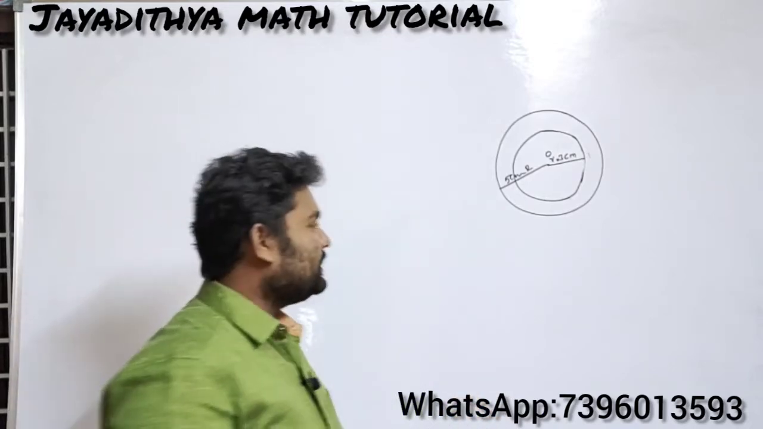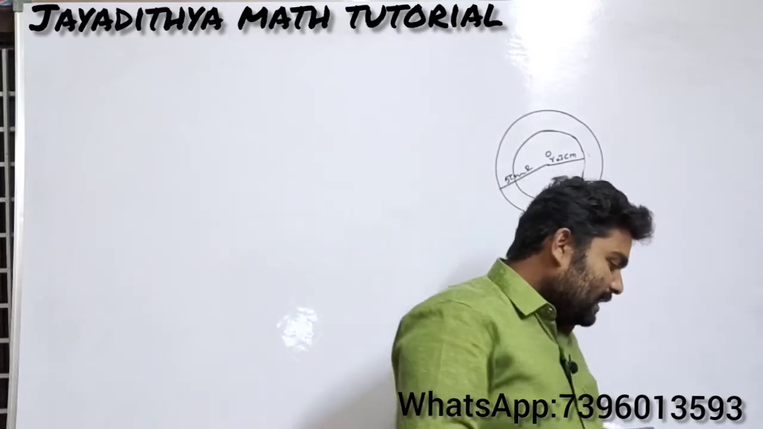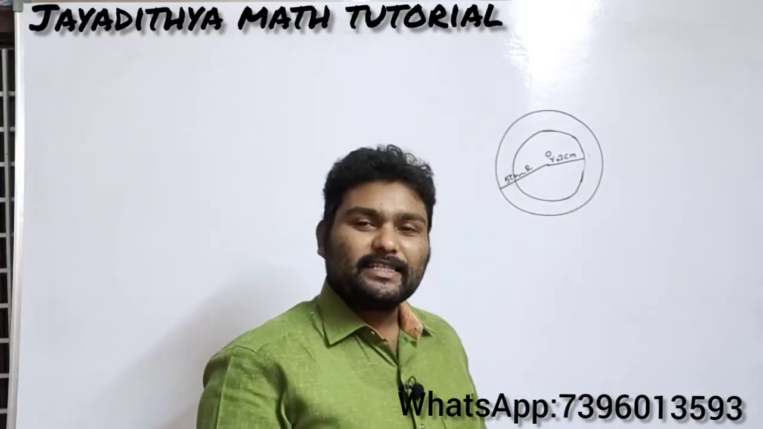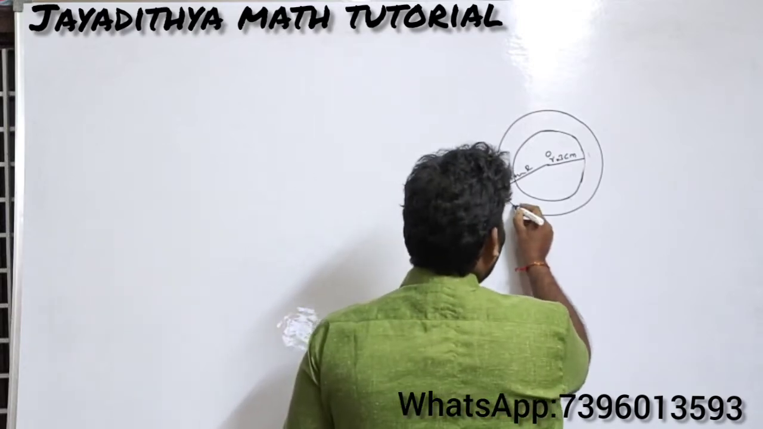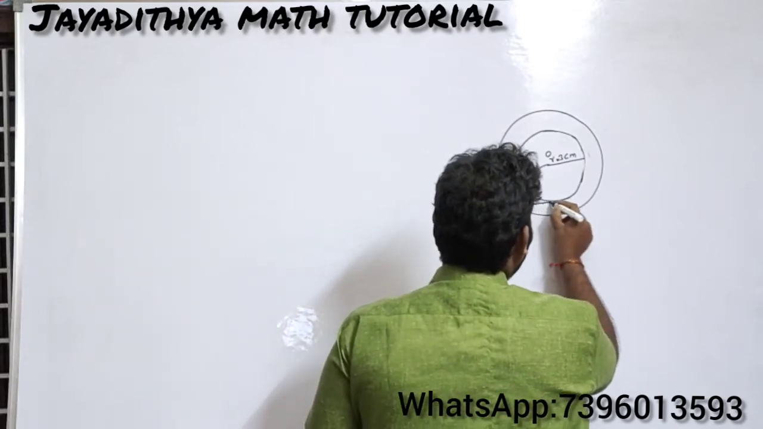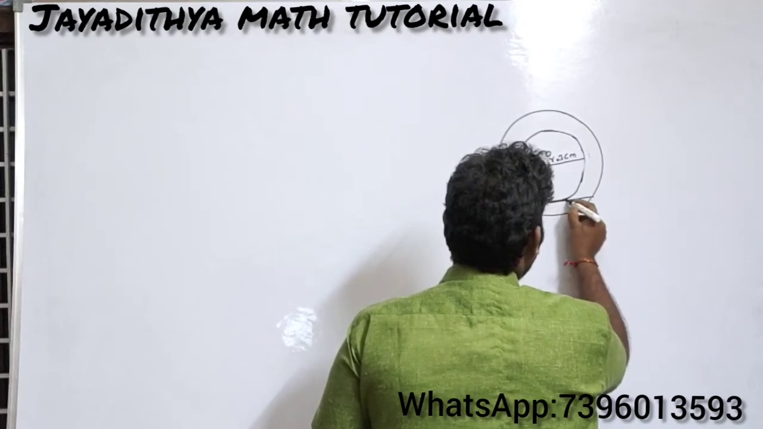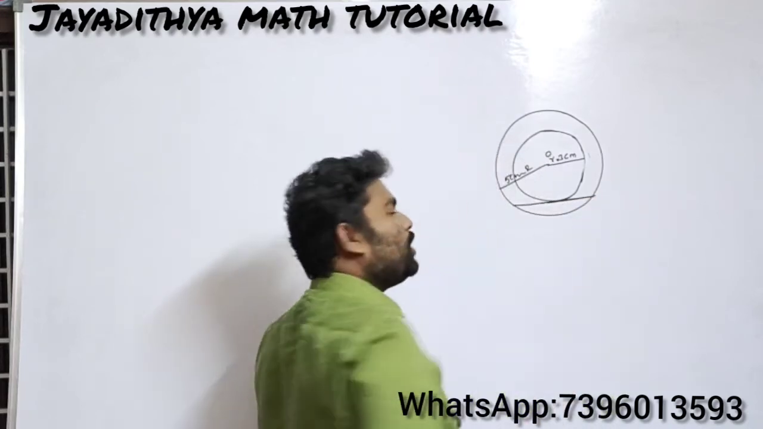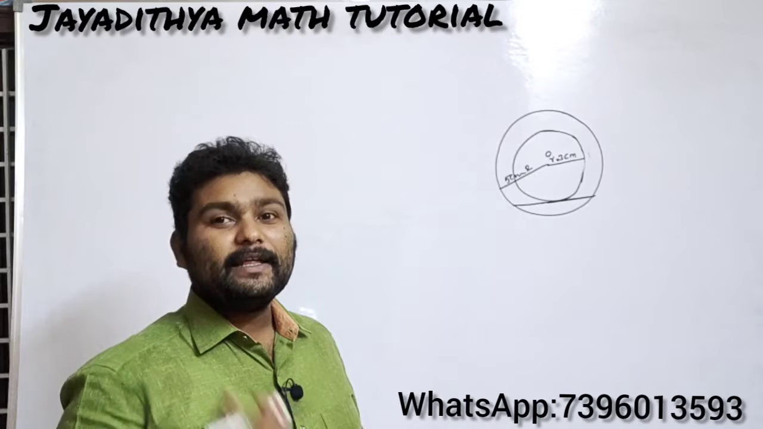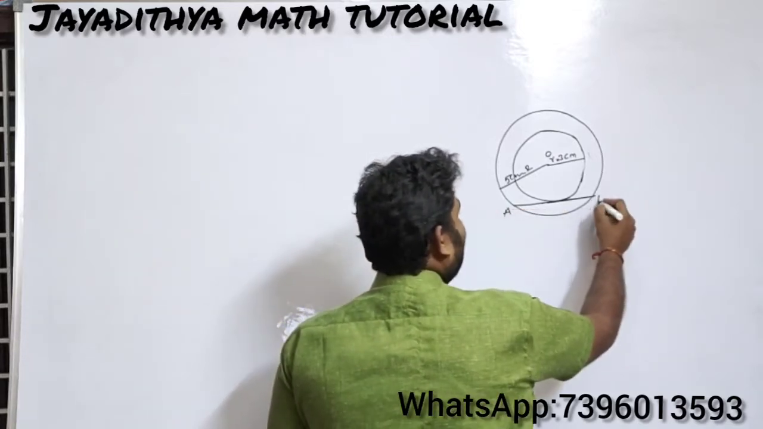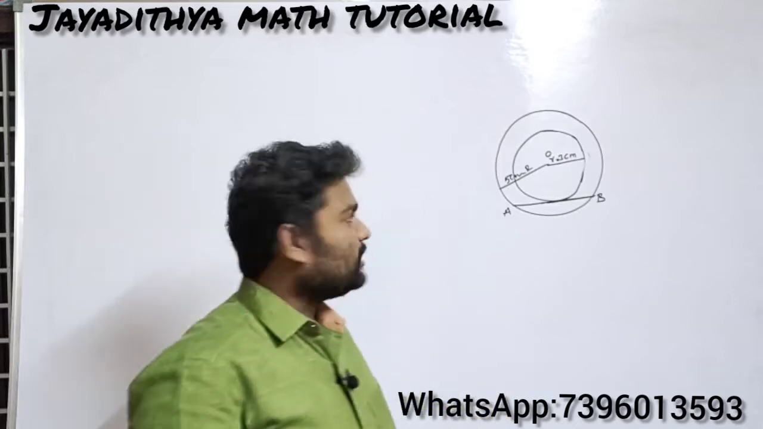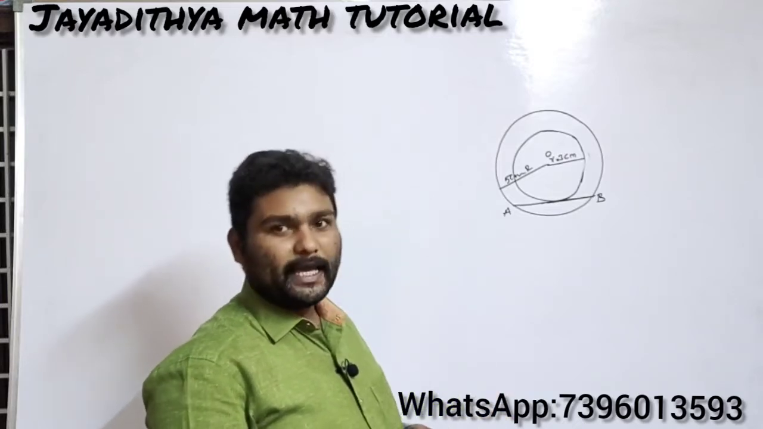So what is our question? Find the length of the chord of the larger circle which touches the smaller circle. So there is a chord for the bigger circle which touches the smaller circle, and we need to find the length of that chord. So let us take the chord as AB. You need to find the length of AB.